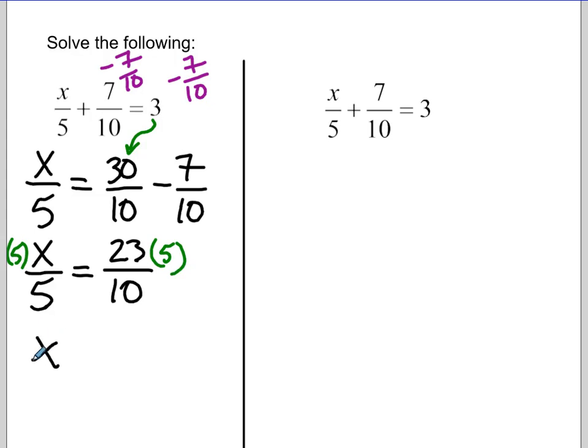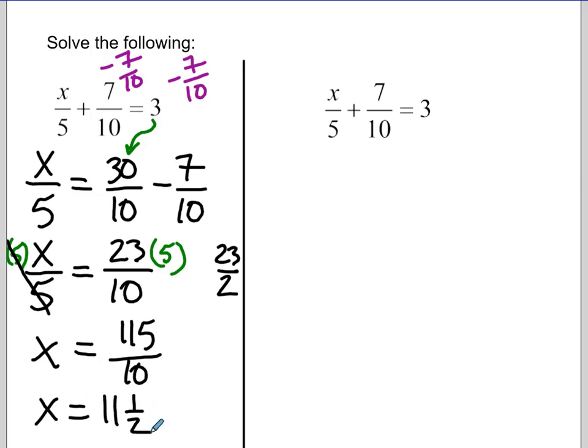Okay, and these guys will cancel. So now I can either do 23 times 5, that's one option. That makes a large number, so I can go 23, that's 115 over 10. Okay, or some of you might even notice that I can cancel the 5 and the 10 and reduce that, so that I would have a 23 over 2. That's another option if you're comfortable with doing that. Either way, you end up with x equals 11 and a half.